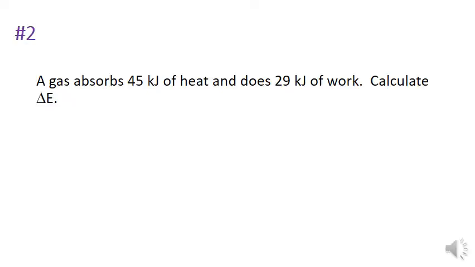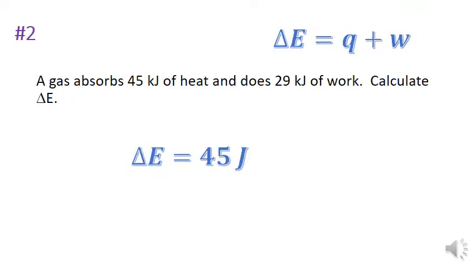Working on this problem, looking at the formula, we have to determine the signs again of both Q and W. If it absorbs 45 kilojoules of heat, that means it's endothermic and the value of Q is positive. Now, if it's doing work, that means the internal energy must go down, making the value of W negative. Paying attention to significant figures, we end up with 16 joules.